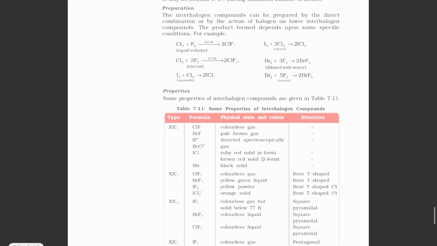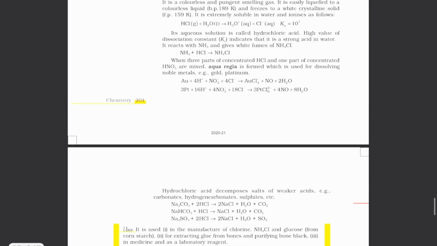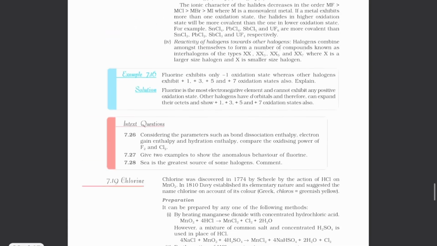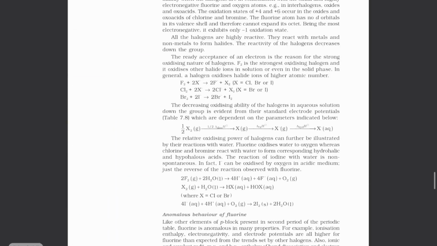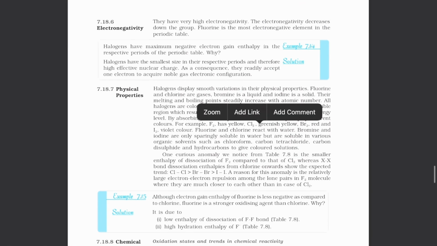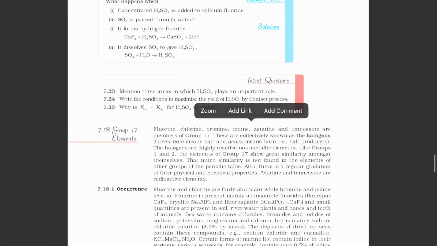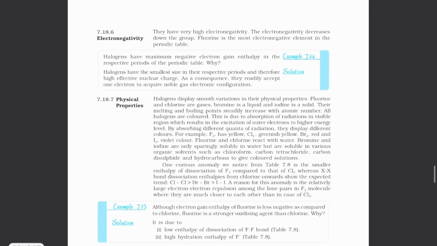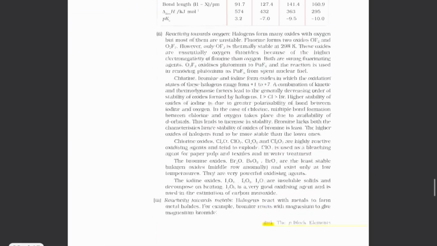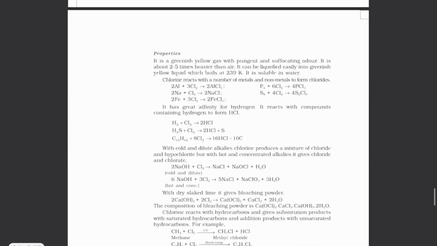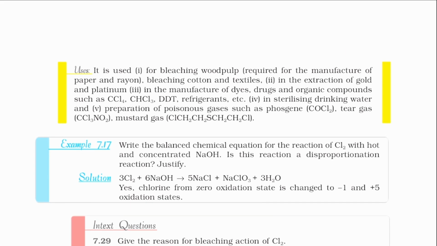And the sterilizing part is also given. The uses of chlorine: in the same NCERT, same chapter, if you see these uses, here it is written that chlorine is used in sterilizing drinking water. So this is from this part of the NCERT.